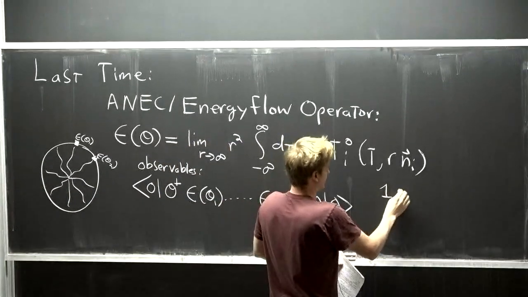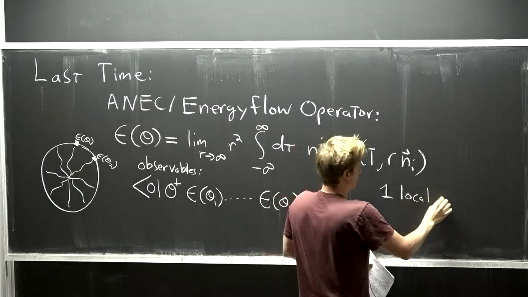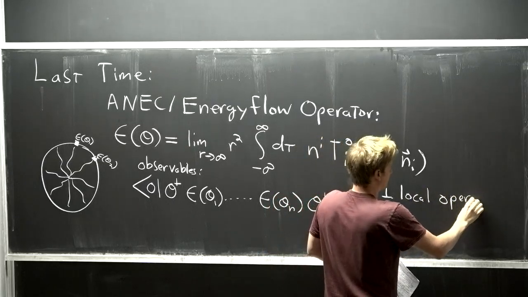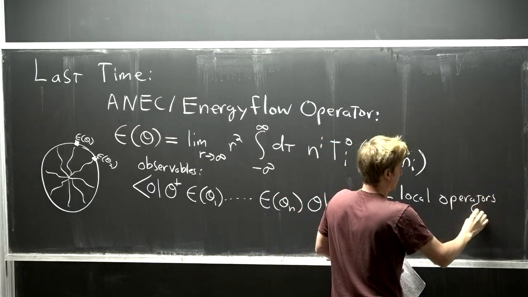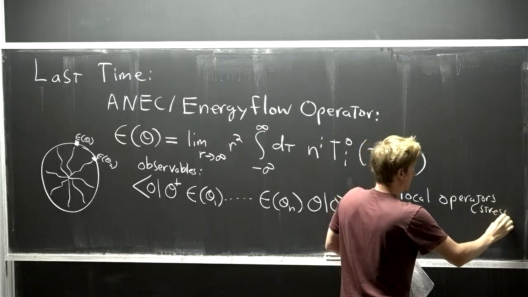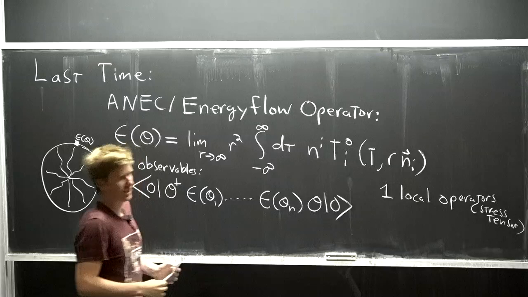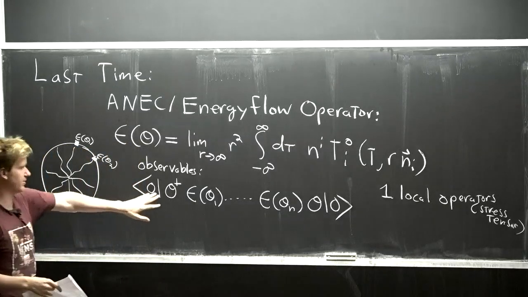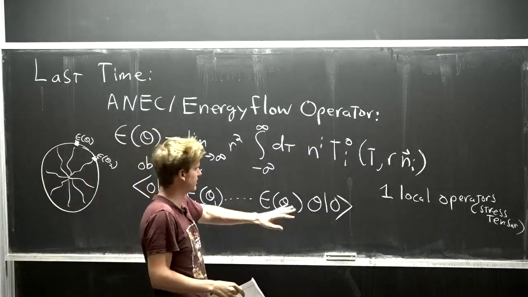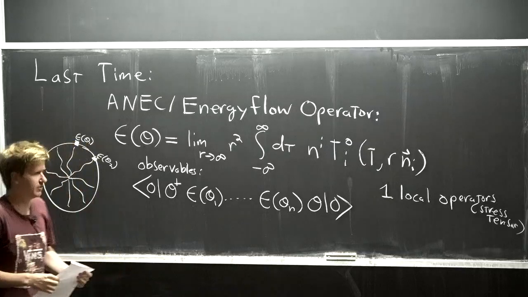I said that the reason this was nice is, on the one hand, this is related to local operators, in particular the stress tensor. That allows us to use, for example, correlation functions of the stress tensor that someone else has computed to compute collider physics objects.